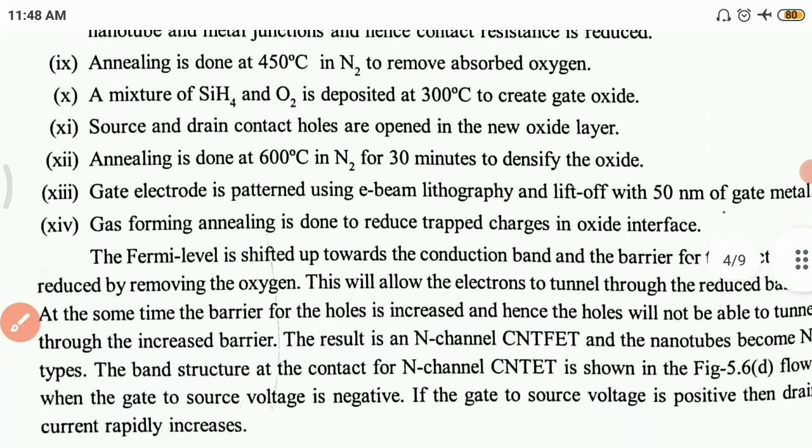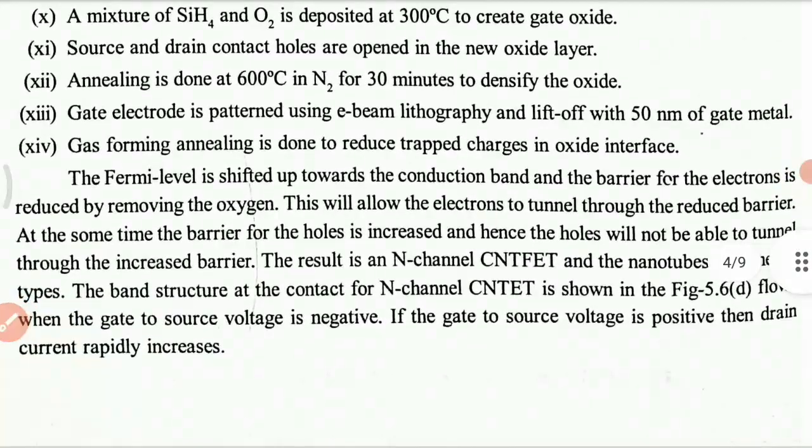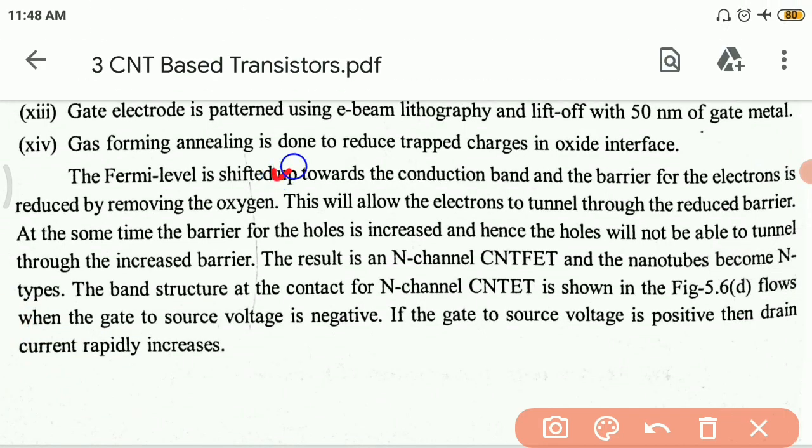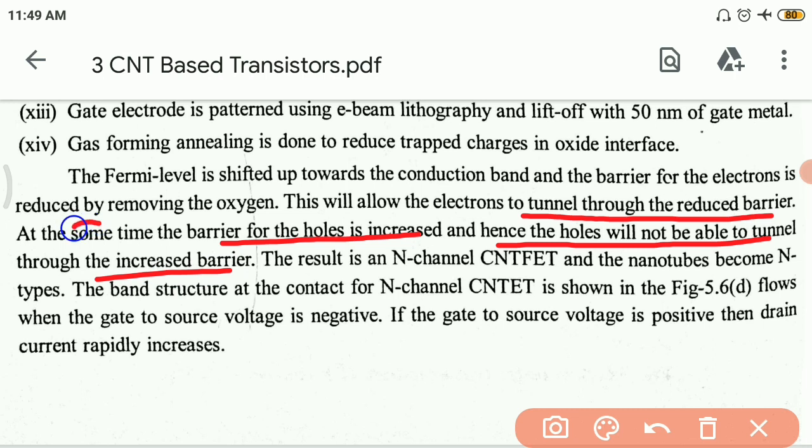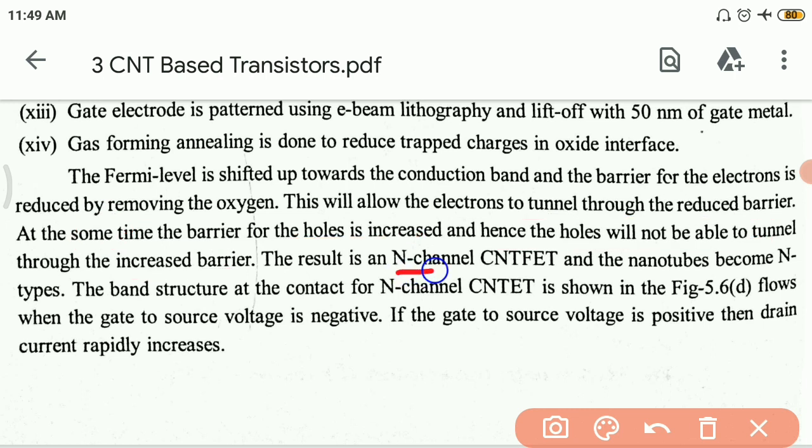So here the Fermi energy level is actually shifted up towards the conduction band, and the barrier for the electrons is reduced by removing the oxygen, and this will allow the electrons to tunnel through the reduced barrier. At the same time, the barrier for the holes is increased, and hence the holes will not be able to tunnel through the increased barrier. This is a spelling mistake, it should be same. So the result will be your n channel CNT FET, and the nanotube will become n type, right.